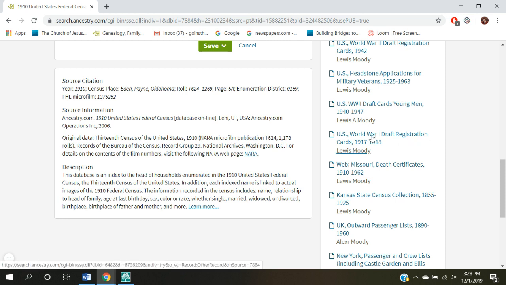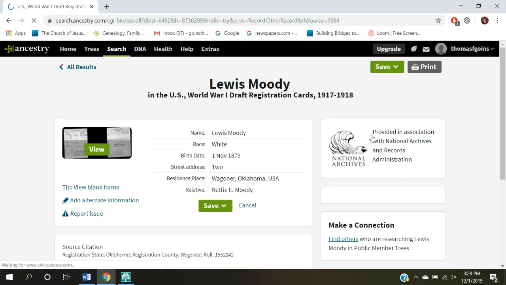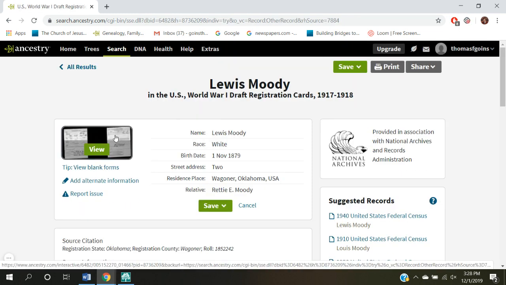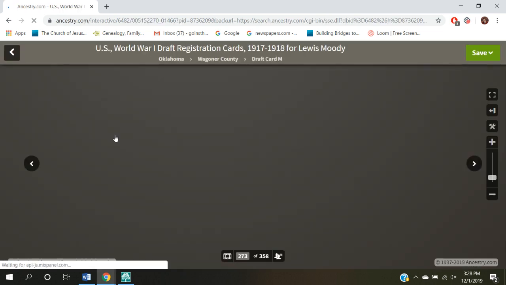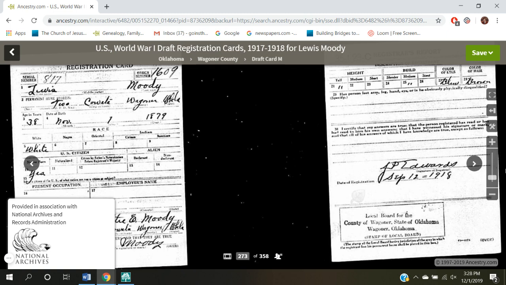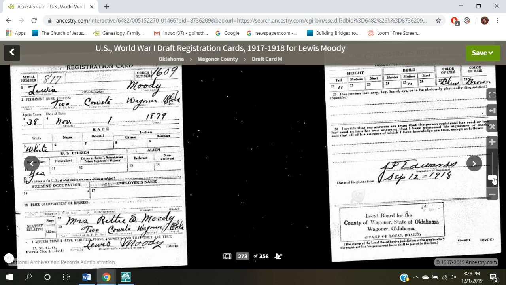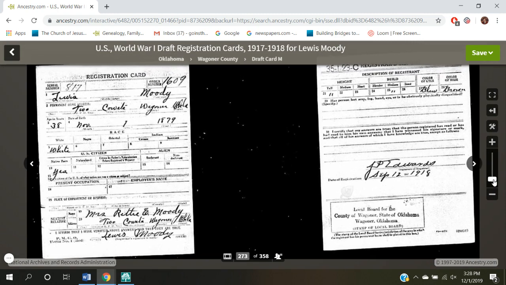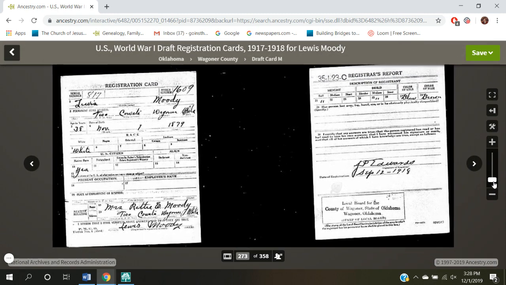I'm going to go to the U.S. World War I draft registration because he would have been very young and probably appeared in person. So I open up the card, picture of the card. It's either scanned or photographed from the original microfilm that was done of these images. I'm going to make it a little smaller so you can see it better. And we see that either he wrote Lewis, and we can verify that down here with the signature, or somebody else wrote it for him and he probably told him how to spell it.